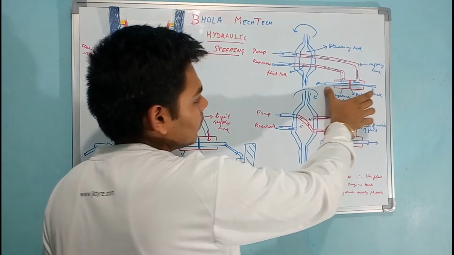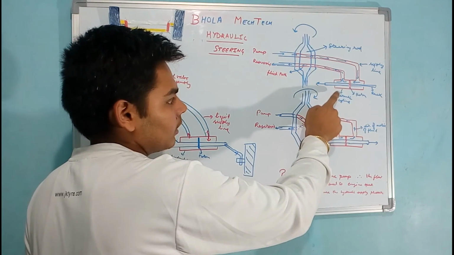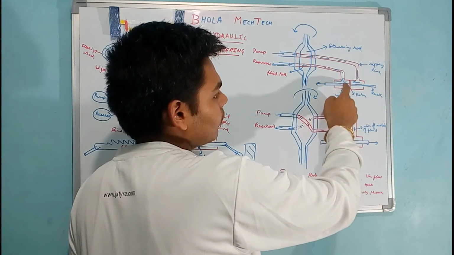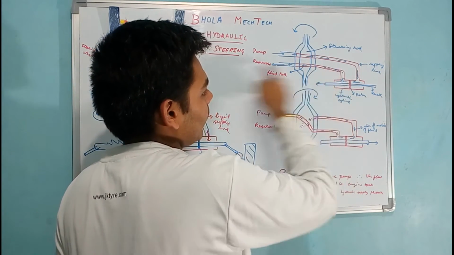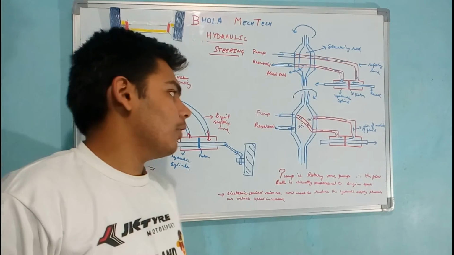When the rack is displacing in this direction, the volume of this side of the cylinder decreases. As the volume decreases, the fluid inside this will tend to move in this supply line and then to the reservoir. So in this way this spool valve assembly works.